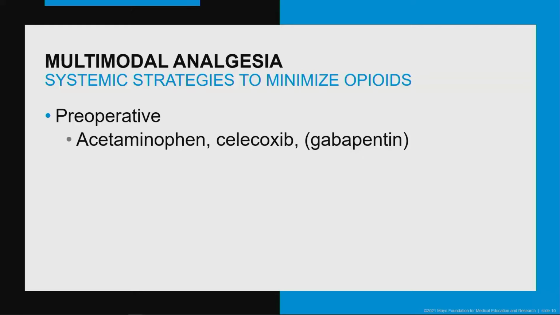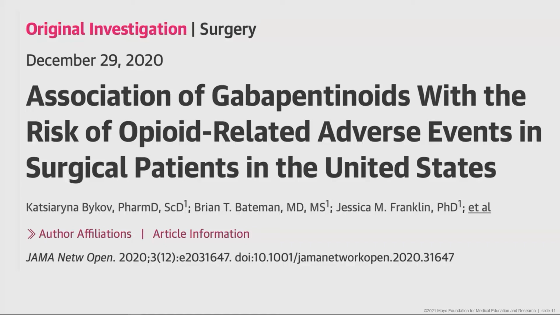Multimodal analgesia, we've heard a lot about during this meeting, and we'll hear more about. In our practice and in the guidelines, we recommend using acetaminophen and celecoxib preoperatively. Gabapentin has traditionally been used, but in the past several years, there's been a number of studies that have come out that show an association between perioperative gabapentin use and adverse respiratory events. And in fact, late last year, the FDA issued a black box warning for gabapentin in the perioperative period. So we've gone away from it at our institution.